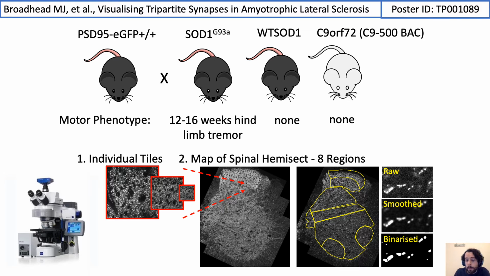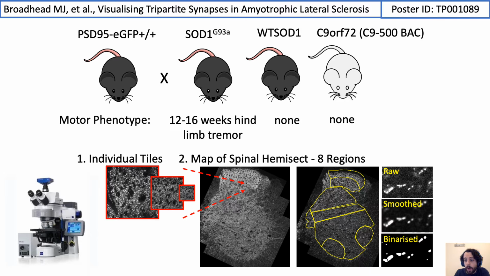We used a mouse model which expresses PSD95 EGFP, which allows us to visualize postsynaptic densities throughout the nervous system, and used a few different ALS mouse models, including the SOD1 G93A mouse, which shows a clear motor phenotype, and also a C9orf72 mutant mouse, which in our hands doesn't show any motor phenotypes.